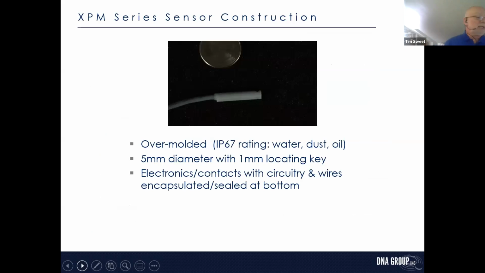To give you an idea of the size of this part, it is essentially dwarfed by an American quarter. At just 5 millimeters in diameter, the sensor can be mounted into some very tiny spaces. It is an overmolded design with the sensor component and some of the electronic parts encapsulated in high temperature plastics to provide protection from water and oil, as well as protection from vibration, mechanical shock, and electrically insulated.